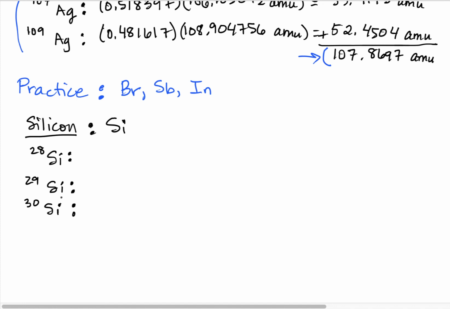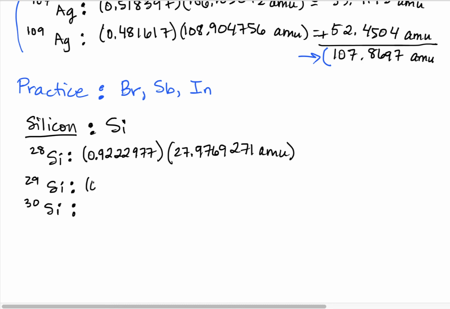Okay, hopefully you went ahead and took that opportunity. So when we look at silicon-28, we find that it's the most abundant isotope. It's 92.22977% abundant, so that's 0.922, etc. And its mass is 27.9769271 atomic mass units.